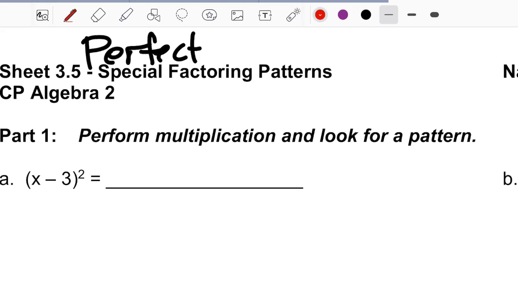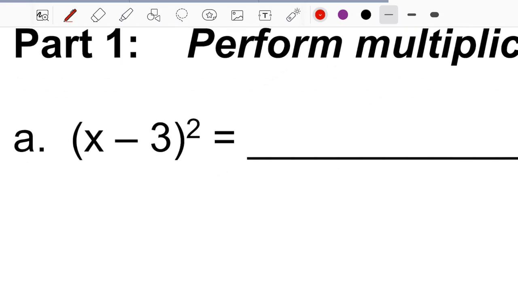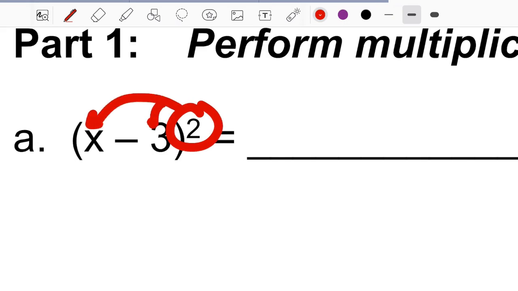Now, remember, factoring is when you're doing a problem backwards, but sometimes it's helpful to do the problem forwards. That is, to multiply the problem so that we can maybe think about how we can reverse that process. So here we have x minus 3 squared. And, well, if you're saying that you know how to do this, good, but I still want to remind you that you don't do this.